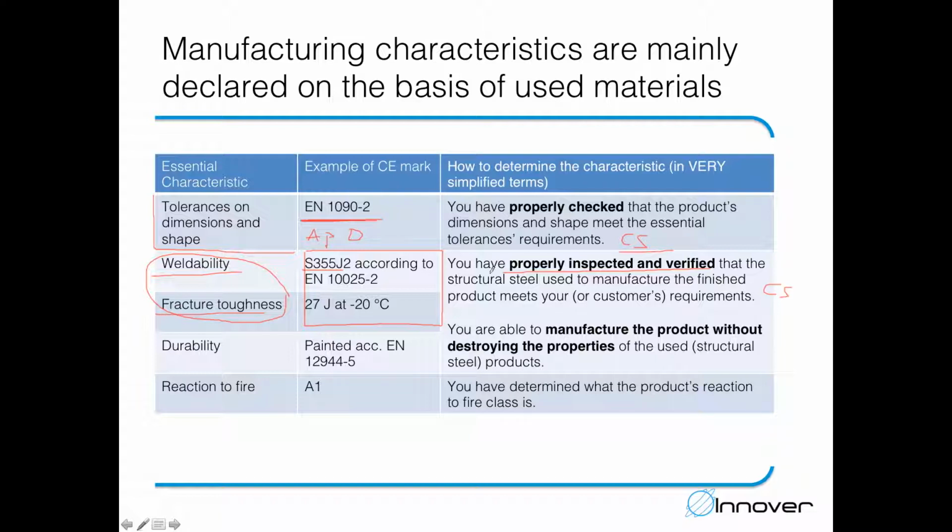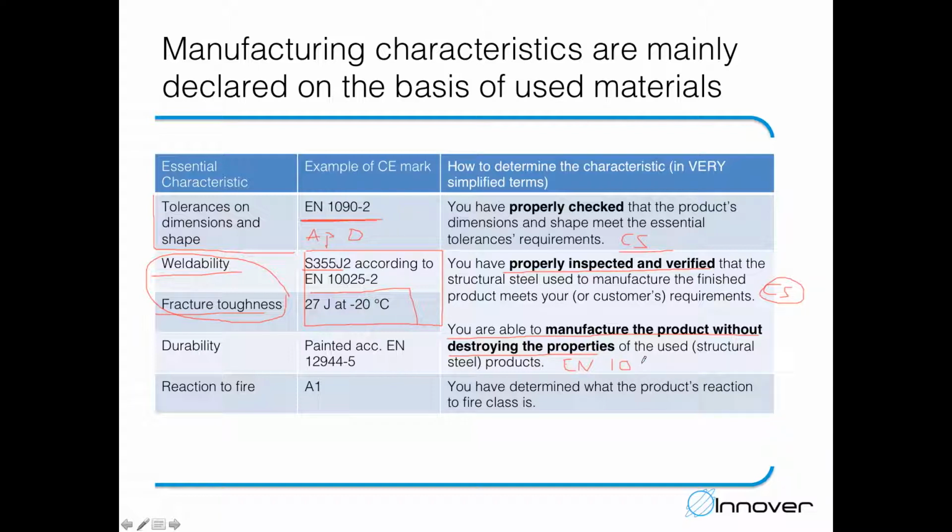But in addition to properly inspecting and verifying that it meets the requirements given in the component specification, you're also tacitly saying that the manufacturing was done without destroying the structural steel's properties. So the structural steel that we used to manufacture this product was 27 joules at -20 degrees centigrade. And even after manufacturing, even after we have done holing, sawing, welding, and corrosion protection, even after all these manufacturing steps, the fracture toughness of the structural steel is still 27 joules at -20 degrees centigrade.